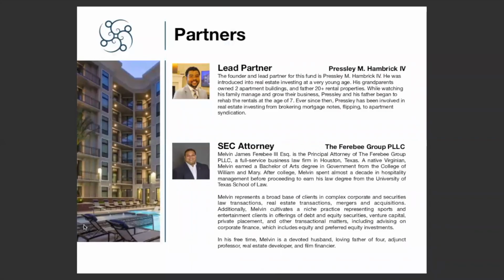So, lead partner, me. Melvin is our security exchange attorney. He makes sure that we are not entering into any money laundering violations. It is a slew of guidelines and laws and recommendations. You have to have an SEC attorney as well as a real estate attorney when you are dealing with multifamily properties.